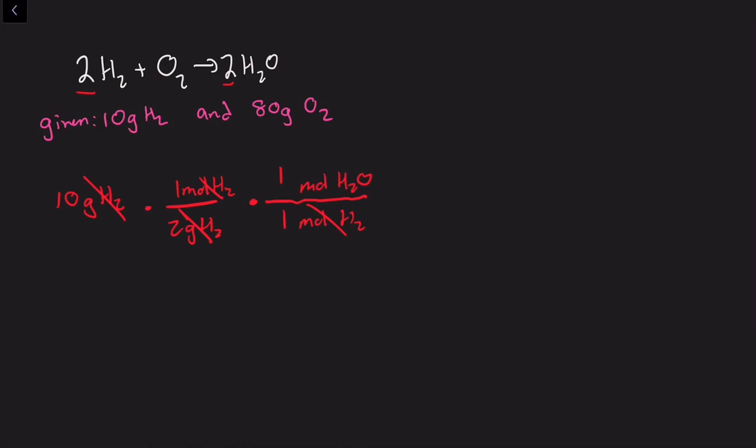We don't need to convert to mass of H2O just because we're trying to find the amount of product. It doesn't matter what unit it's in, we just want to know how much product we'll make. So when we do this, we'll end up with 10 divided by 2 times 1, or 5 moles of H2O. This is from the 10 grams of H2. Now let's do the same thing with our 80 grams of oxygen gas and see how much product that makes. If we have 80 grams of oxygen gas, I'm going to run through the exact same process.